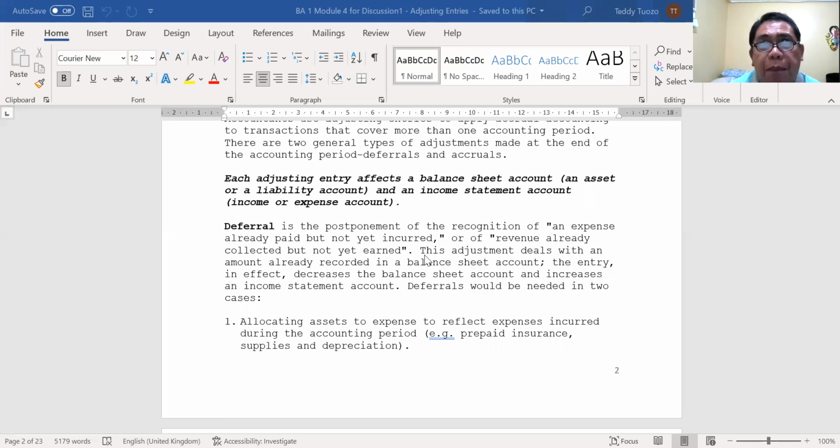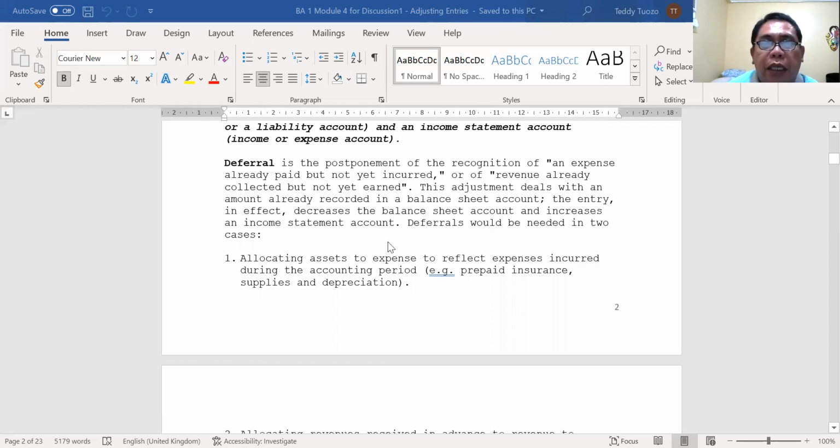Another example of prepaid or deferral would be the recognition or the entries for asset accounts like buildings, furniture and fixtures, machinery. Actually, they are asset accounts, but we have to recognize the depreciation expense. That is the adjusting entry that we're going to prepare at the end of an accounting period.